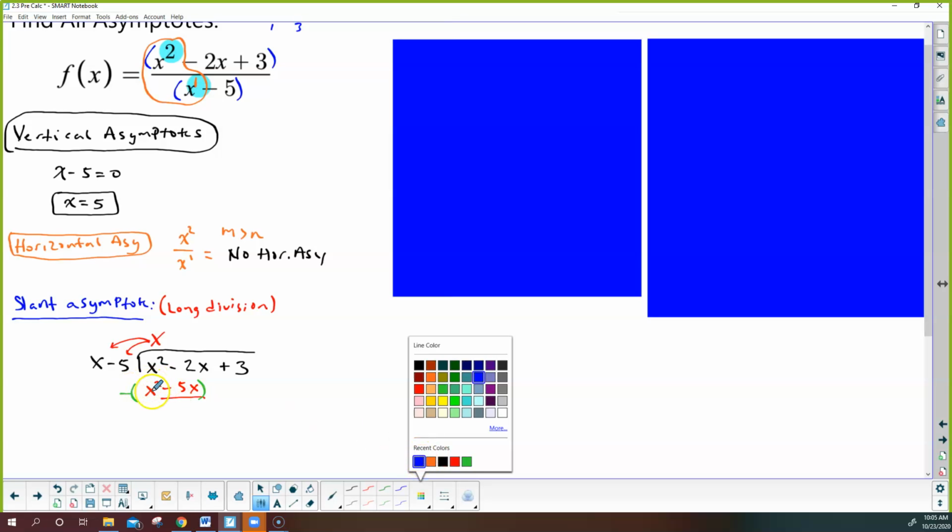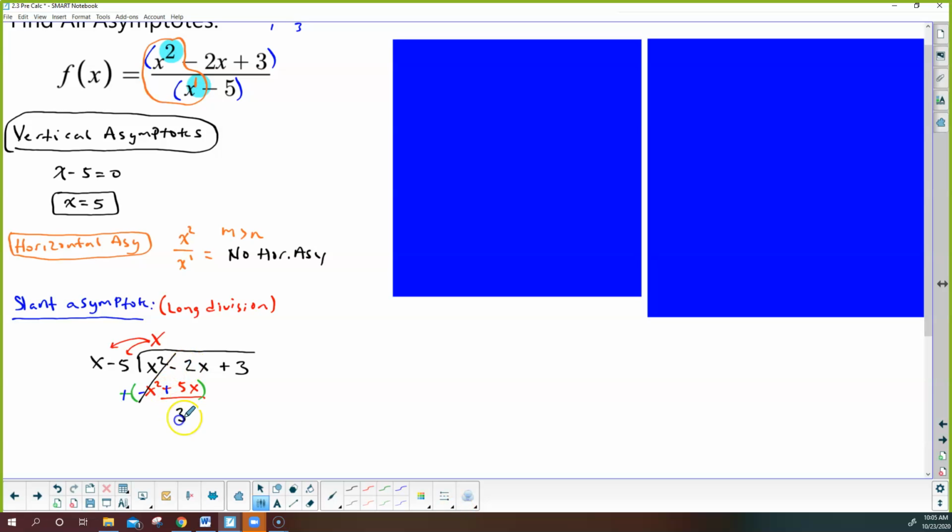Okay, so we subtract, but I think of it as adding the opposite. So everything inside changes to opposite signs, and then we're just going to add. Now that they're opposite signs, we're adding the opposites, so those go away. The x squareds reduce out, and then I end up with 3x plus 3. This 3 just drops down.